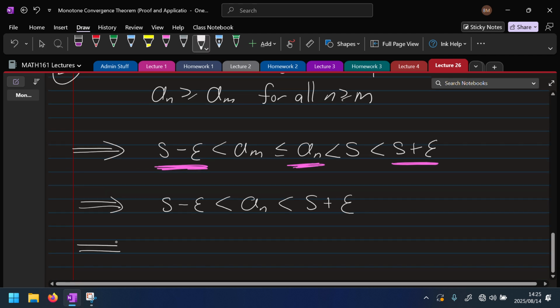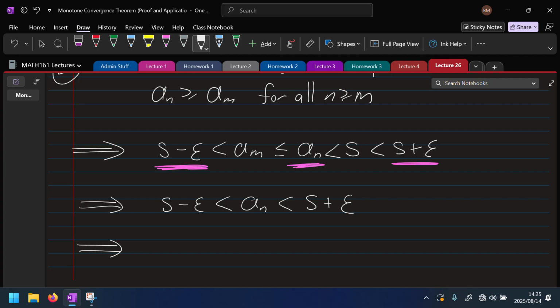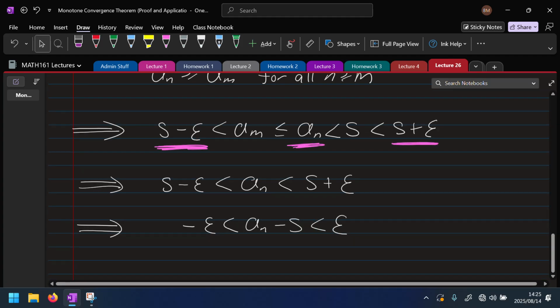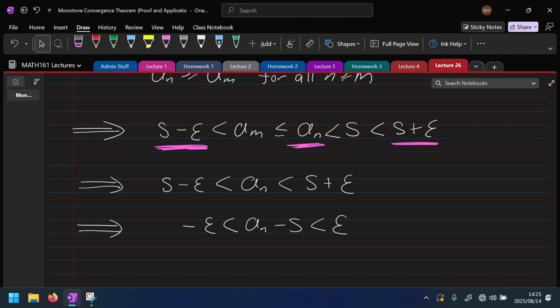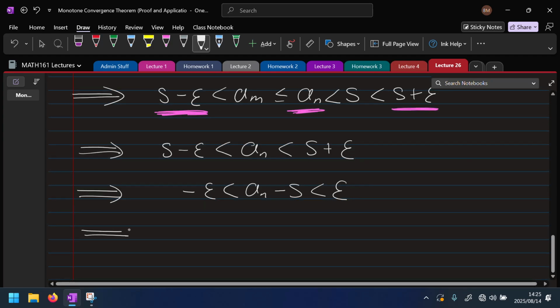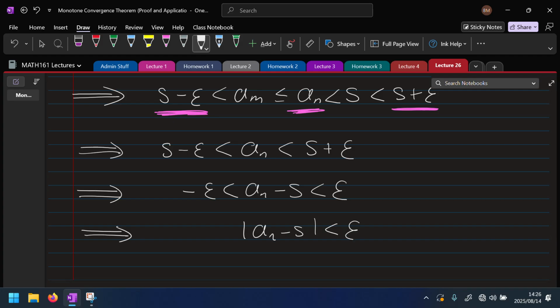Next step, using our knowledge of absolute values, we can take this S inside the first bit, so minusing S everywhere. We get minus epsilon is less than AN minus S, less than epsilon. Okay, and we know from our absolute values that this means the absolute value of AN minus S is less than epsilon. Everyone okay with that step over there?